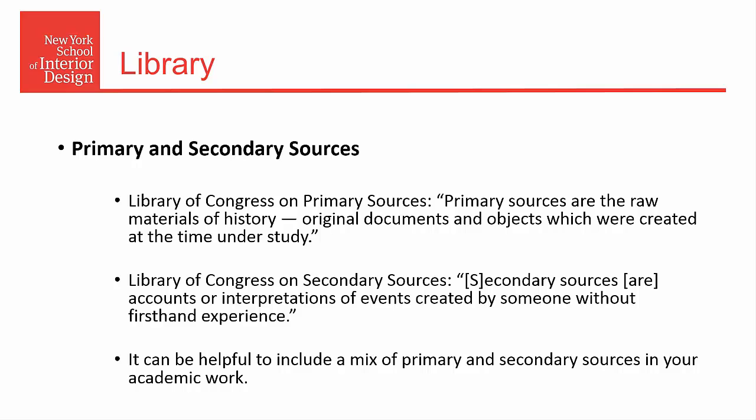Another factor to take into consideration when evaluating sources is whether a source is a primary or a secondary source. A primary source, as defined by the Library of Congress, is a raw material of history, something created at the time your research focuses on. The Library of Congress defines a secondary source as an account or interpretation of events created by someone without first-hand experience.